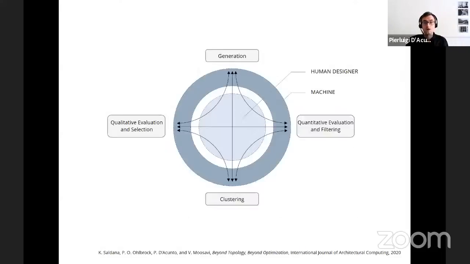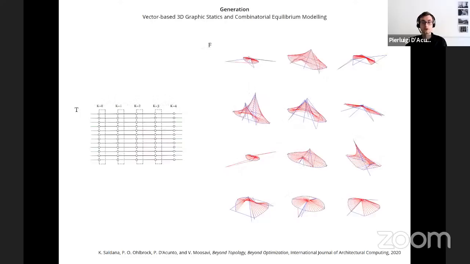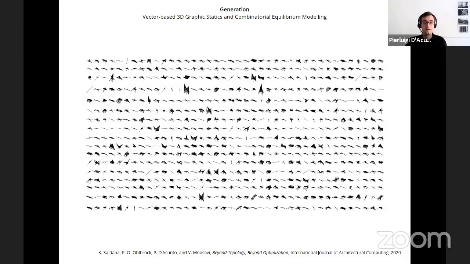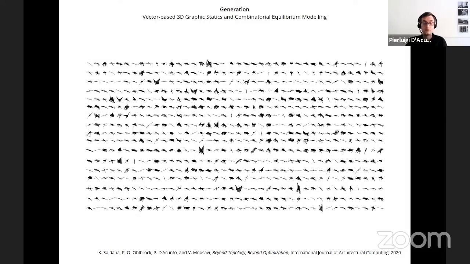In research work, I've been collaborating with the chair of digital architectonics at ETH Zurich, and we explored the possibility to combine these generative tools, like vector-based graphic statics and the combinatorial equilibrium modeling, with machine learning algorithms. This is with the aim to leverage the power of the machine to support the designer in the structural design process. In fact, when we use tools like the combinatorial equilibrium modeling or vector-based graphic statics, it is possible to very quickly produce multidimensional design spaces of solutions that the human designer cannot really handle very easily.